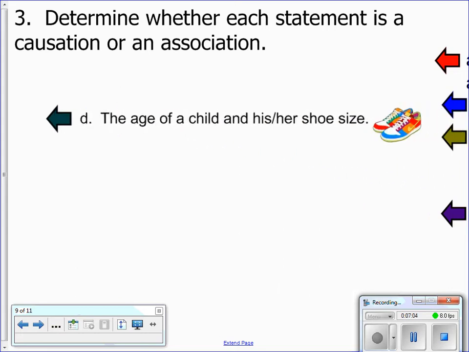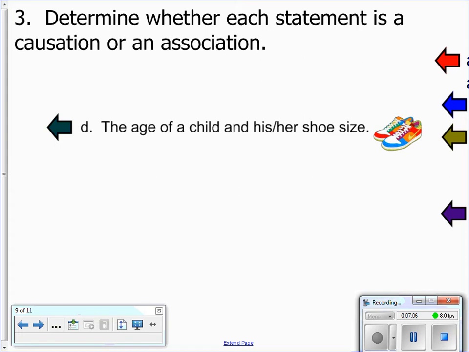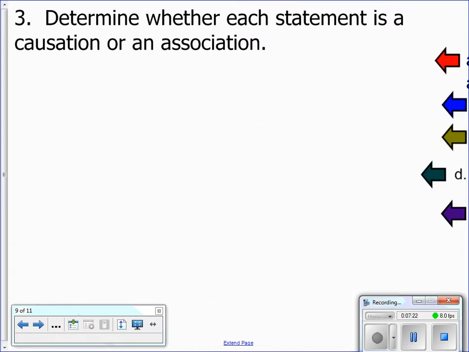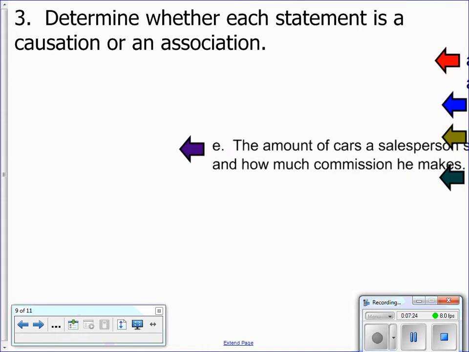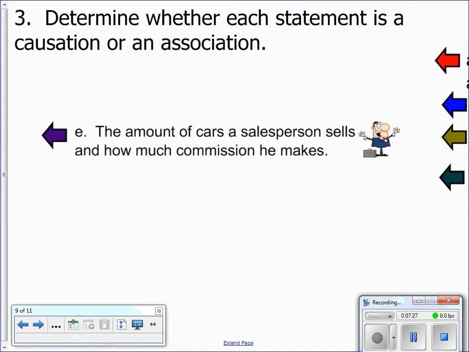The age of a child and his or her shoe size. Is the age causing the shoe size? I would say no, because it's not a constant. The shoe sizes go up, but it could be like a jump. Sometimes kids jump up in their size. So there's an association, but I don't think it's a causation. The amount of cars a salesperson sells and the commission he makes, that's definitely a causation. The cars impact the commission very closely.